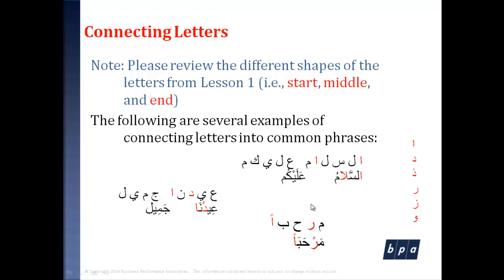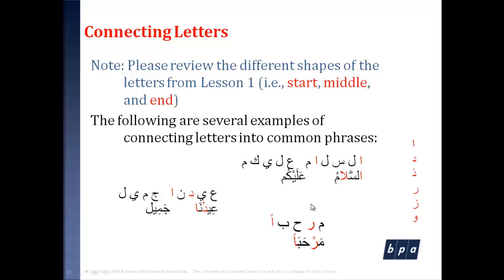In the first phrase, we have Alif, Lam, Sin, Lam, Alif, and Mim in the first word. The second word has Ain, Lam, Ya, Kaf, and Mim. You can see how the Alif stays in its shape. The Lam uses the bottom curve. The Sin, only the front part is written. And the Lam and Alif here, this is a common way of showing them connected together, and you'll see that in most common prints.